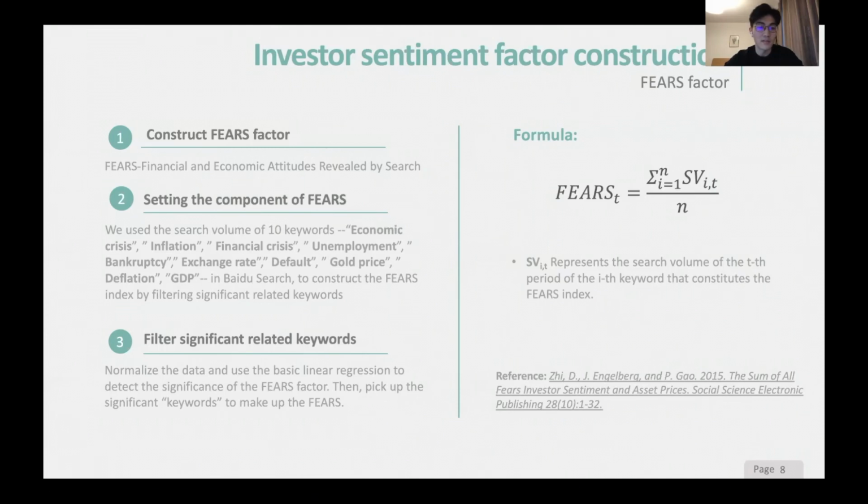We normalized the data first and used basic linear regression to detect the significance of the different keywords. Then we pick the significant keywords to construct our factor. Here is the formula of our factor. We just use the average of the normalized search volume of different keywords to construct our factor.